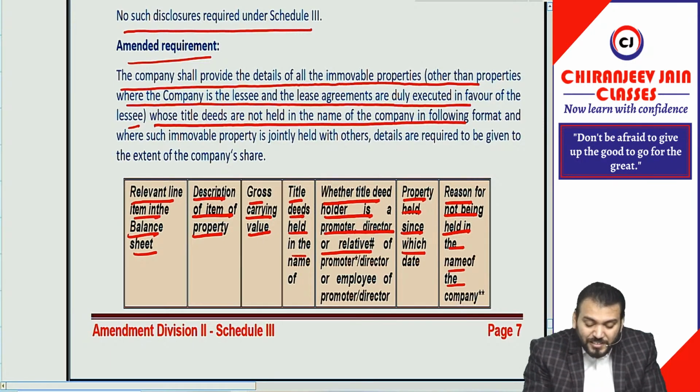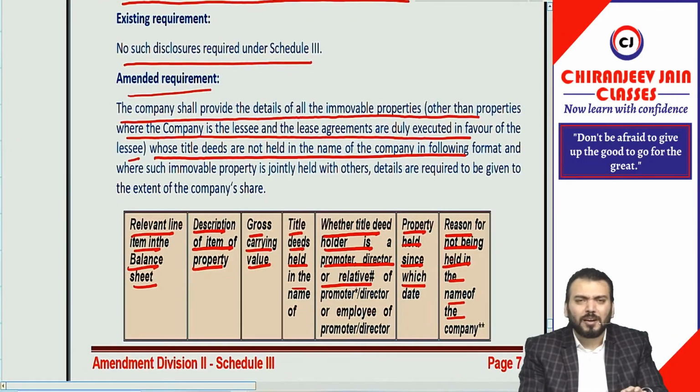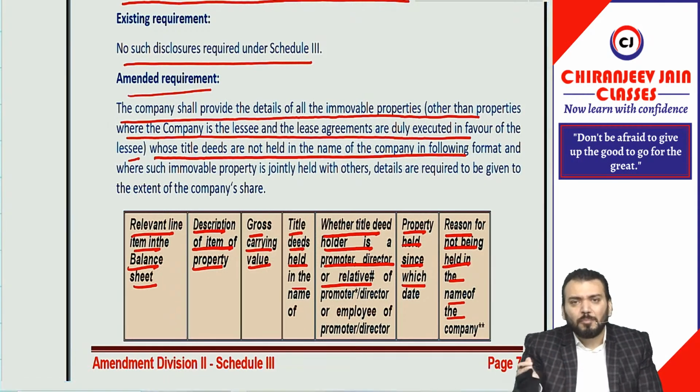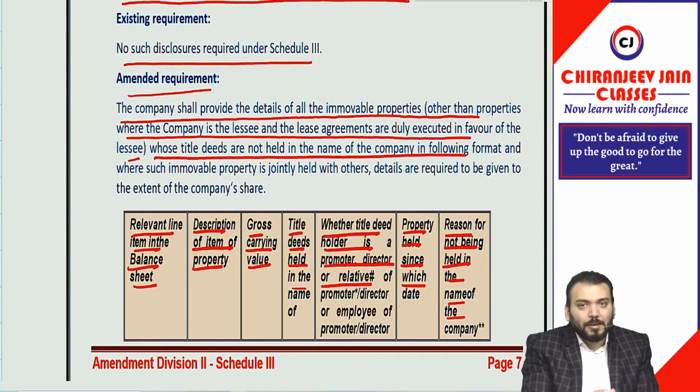So property held since which date, and the reason for not being held in the name of the company. Sometimes what happens, there may be a genuine reason. We purchase in the name of director, but as per substance, that is the property used by the company. So as per accounting, that property will be disclosed in the balance sheet of what?